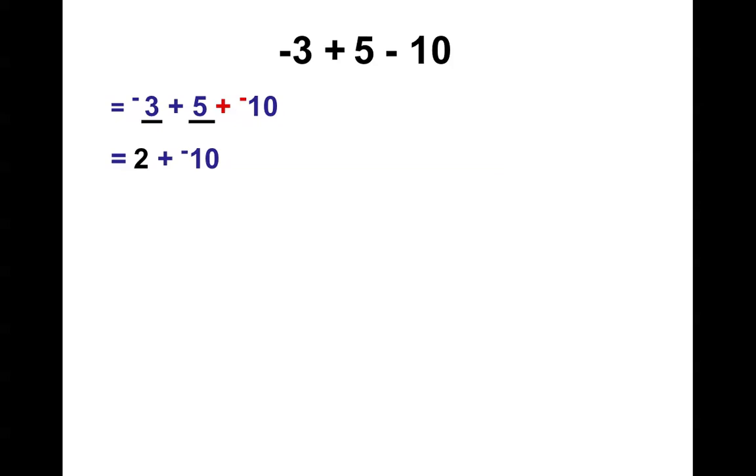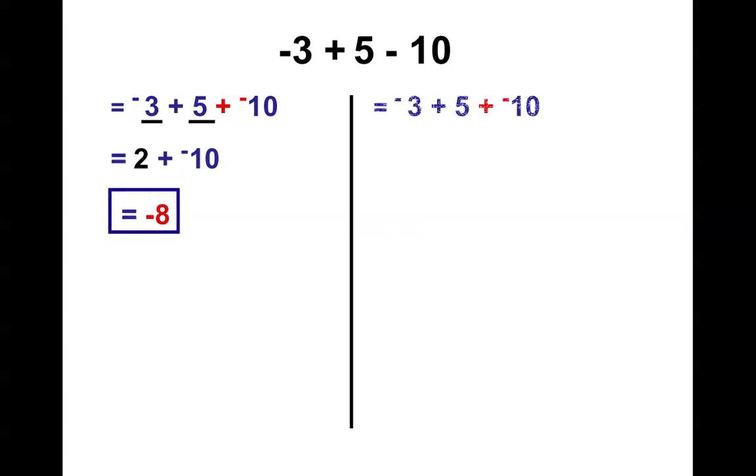Once again, we look at these two now. We have a positive and a negative, so we subtract the numbers. There are more negatives, so the answer will be negative 8. We find that if we change every subtraction problem into an addition problem, it just separates the terms a little bit better, makes everyone know which one is negative more, and makes for fewer and fewer mistakes.